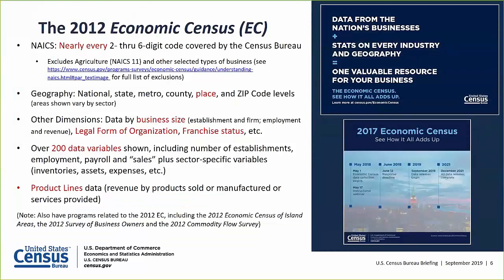So what kind of data is included in the economic census? It covers nearly every sector of the U.S. economy. The only sector that we currently exclude is agriculture, NAICS 11, because the U.S. Department of Agriculture covers that. We also exclude the government sector because, again, we have a separate census of governments. And then there are also a few other exclusions.